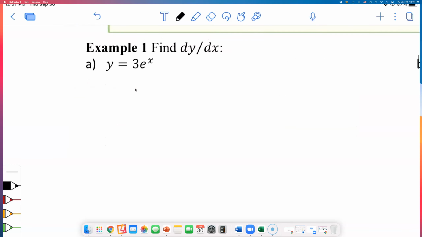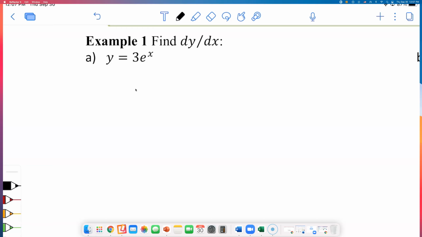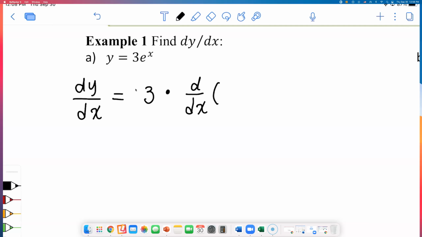If I have y equals 3e to the x, the derivative y prime, or dy dx, is simply 3 times e to the x. I guess I can make this longer by saying dy dx equals 3 times the derivative of e to the x, and that is just 3 times this part right there. It gives us e to the x.